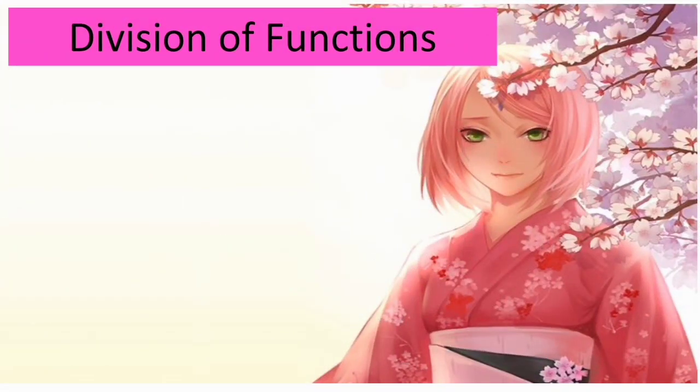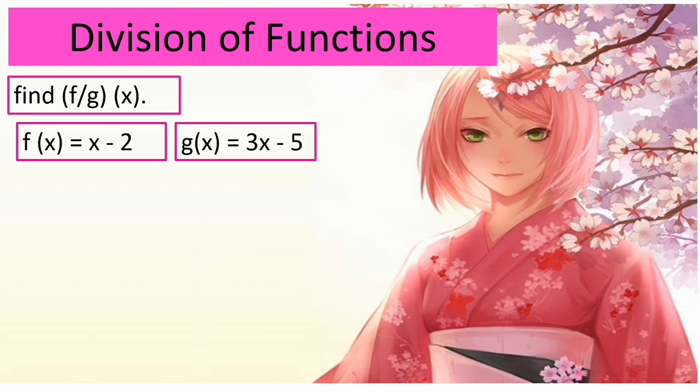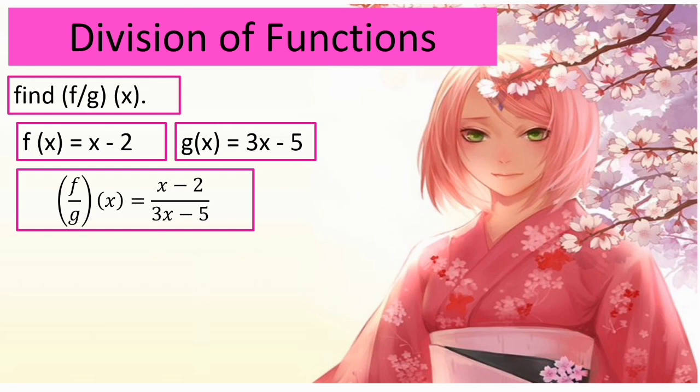Let's have an example of a division of function. Let's find for f over g of x. Our f of x is equal to x minus 2. And our g of x is equal to 3x minus 5. f over g of x is equal to x minus 2 all over 3x minus 5. Okay. Kung makikita nyo class, wala naman tayong pwedeng i-cancel or wala naman tayong pwedeng i-factor out. So, kung ganyan yung example natin o ganyan yung given, yan na yung magiging sagot natin.